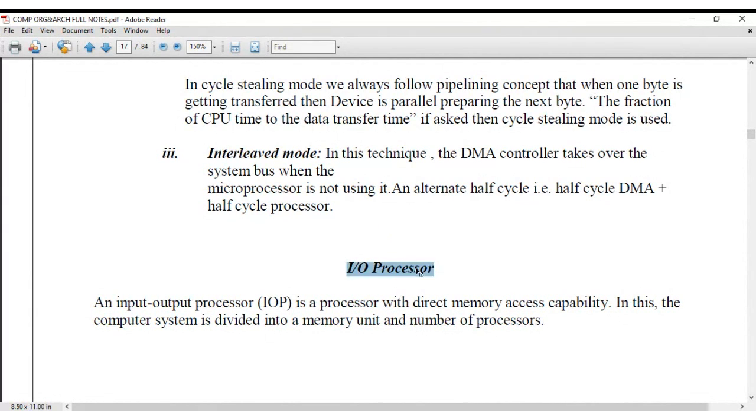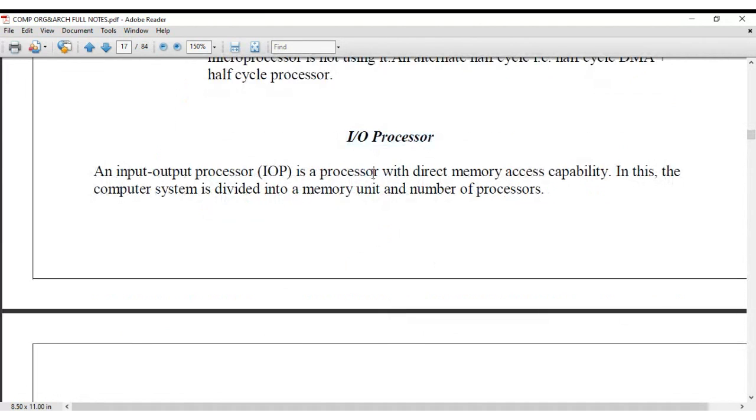So what is this about? Now, an IO processor, normally we just call the IOP. It is a processor with direct memory access capability. A processor, IO processor, is a processor with direct memory access capability. Now, I want you to understand that this is not the normal CPU chip. This is not the chip of the computer itself.